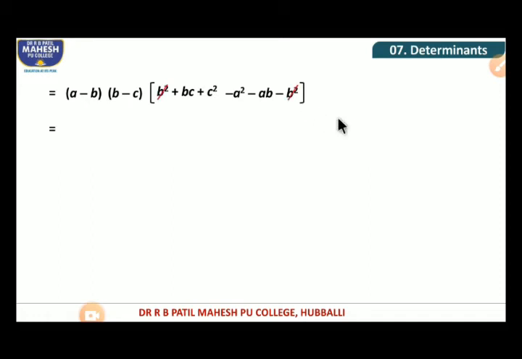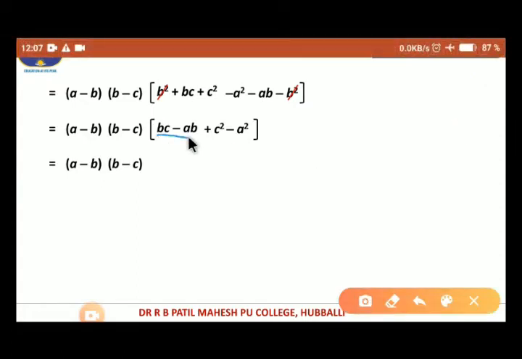Right. Then the remaining will be (a minus b) into (b minus c) into the bracket of the remaining term, which is bc minus ab, rearranging the term, plus c square minus a square. So in the next step we have again (a minus b) into (b minus c), and from this here we can take b common, and c square minus a square we can write as (c plus a) into (c minus a).